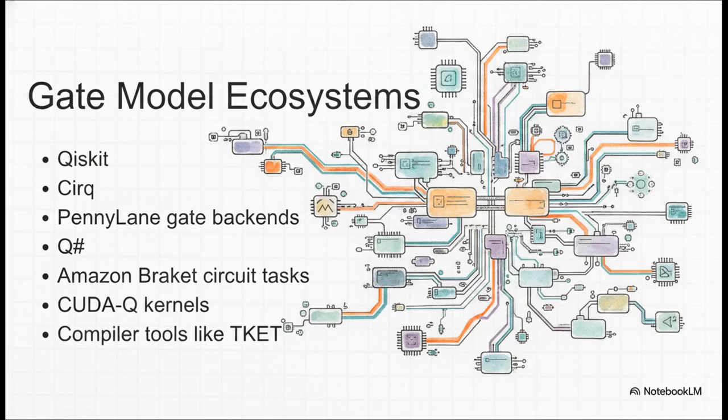To really ground this in the real world, you need to know that this gate model abstraction totally dominates the current ecosystem. We're talking about Qiskit, which is the massive industry standard centered around IBM hardware. Then you've got Cirq from Google, which is fantastic for granular gate scheduling. There's Q# from Microsoft for structured algorithmic development. We also have Amazon Braket for cloud-agnostic circuit tasks that span across multiple hardware vendors, CUDA-Q for bridging quantum workflows with high-performance computing, and absolutely essential compiler tools like TKET from Quantinuum. All of these massive tools, they all speak the language of the gate model circuit abstraction.